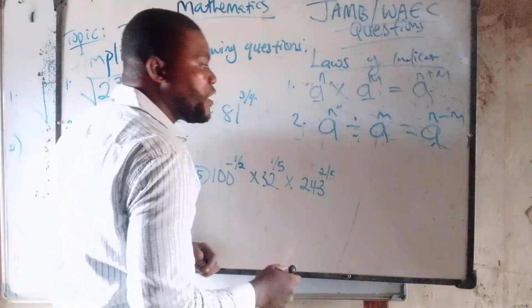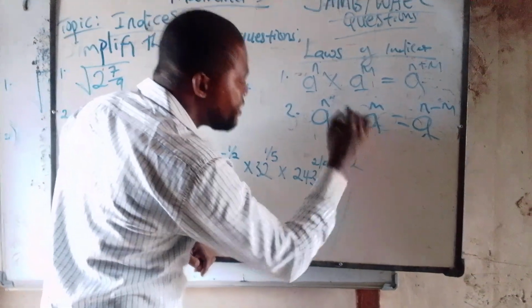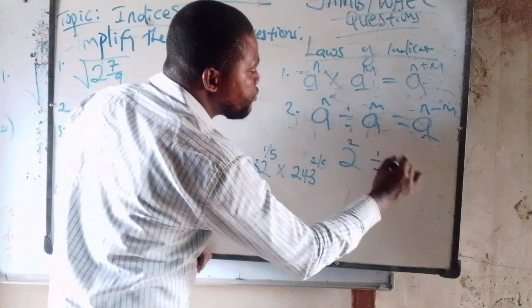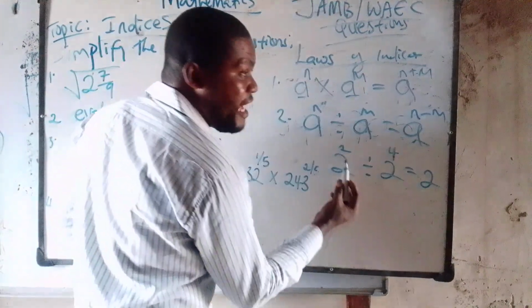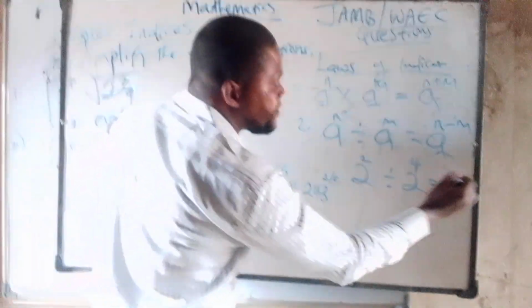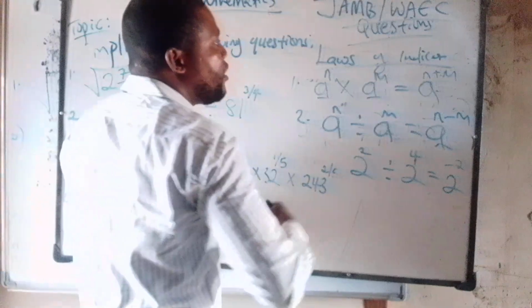This is the second law, in the sense that if I had, let me say, 2 raised to the power of 2 divided by 2 raised to the power of 4, what will it be? I'll pick one 2 outside, then it will now be 2 minus 4, which is minus 2 as my answer. This is the second law of indices.